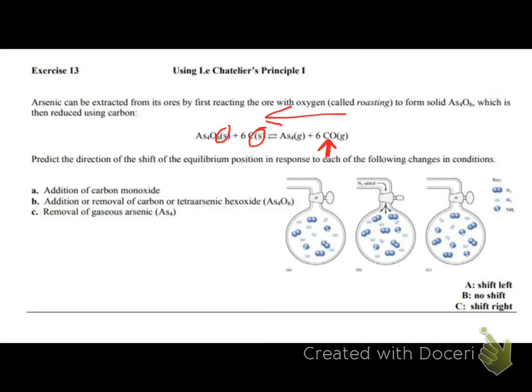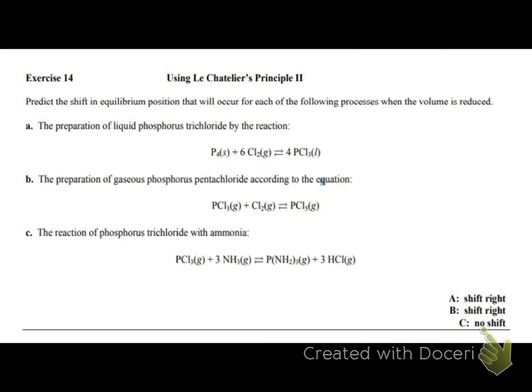Okay. And then removal of gaseous arsenic. Shift right, because I'm removing it, so the equilibrium position is going to shift towards where I removed it. Okay. And I think there's quite a few questions about shifting in your packets. Here we're going to predict the shift of the equilibrium position.